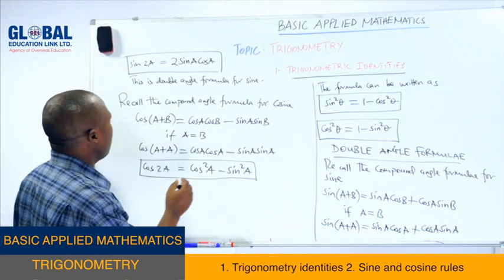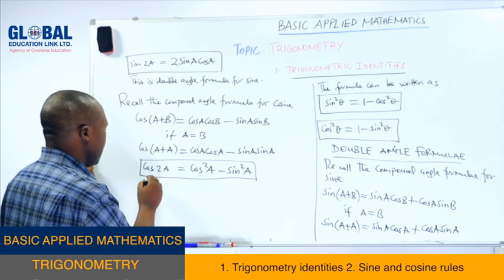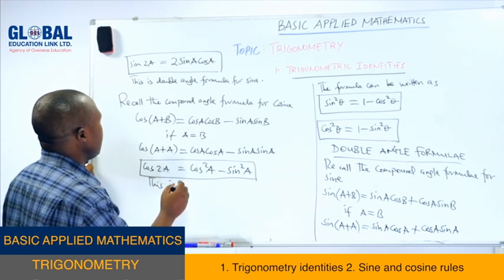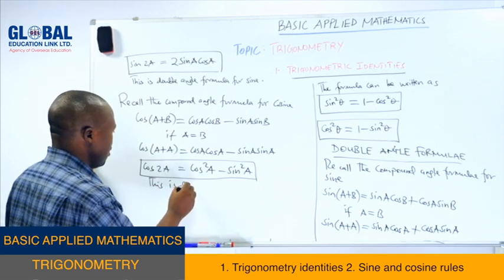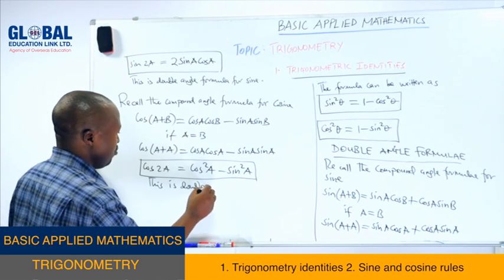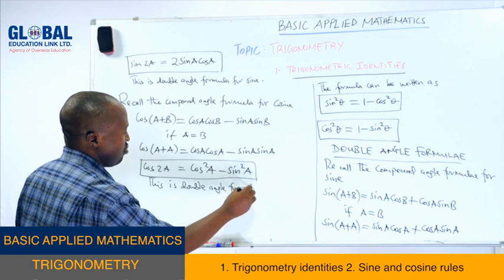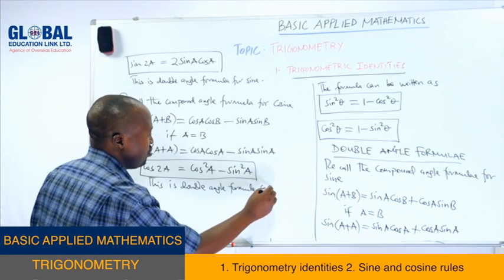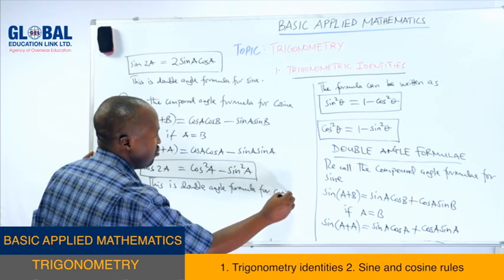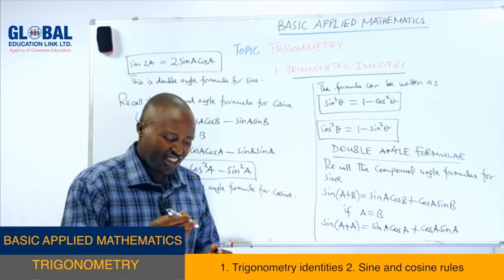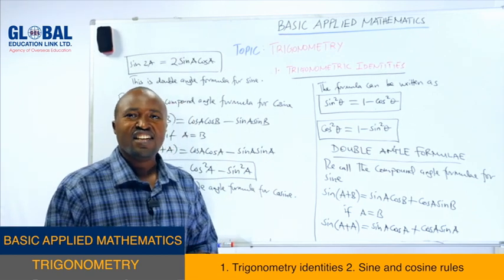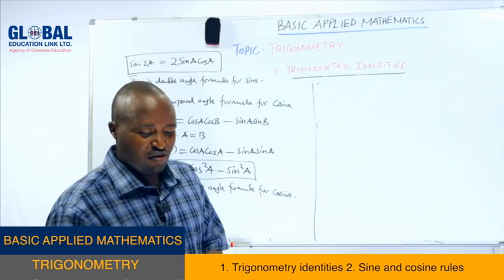And of course, we call this the double angle formula for cosine. Again, my dear student, let's proceed with the tangent. This time we have tangent.